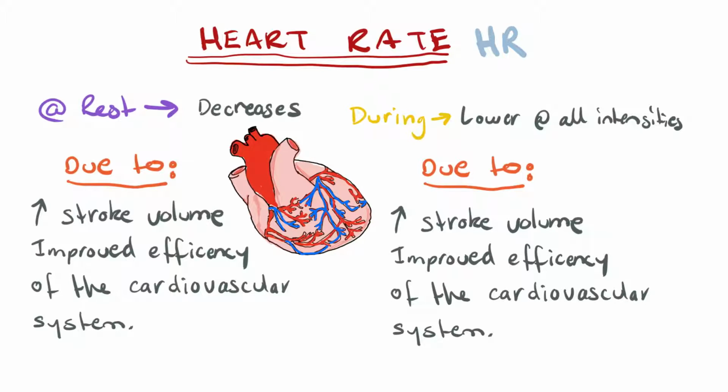And the reason for both of this is that there's an increased stroke volume which allows for an improved efficiency of the cardiovascular system. So when we talk about stroke volume, we're talking about the volume of blood pumped around the body in one beat. So the more training we do, the more we train our aerobic system, the more blood we can get pumped from our heart to the rest of the body per beat. So obviously, if we're having more blood being pumped out per beat, the heart isn't having to pump as fast. So the more training we do, the less beats per minute our heart pumps to get blood around the body.